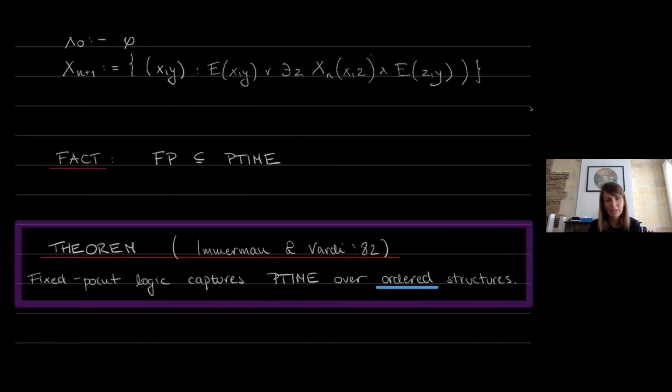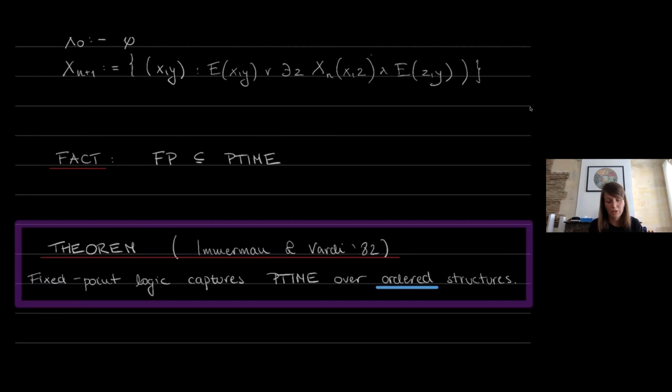Fixed point logic captures polynomial time on ordered structures. So if one of the relations in the structure that you're thinking about is a binary relation, which is a linear order on the domain of the structure, then every P-time property can be expressed in fixed point logic.